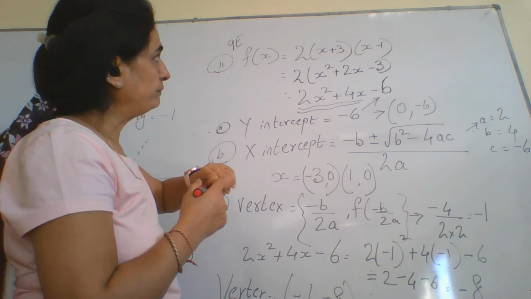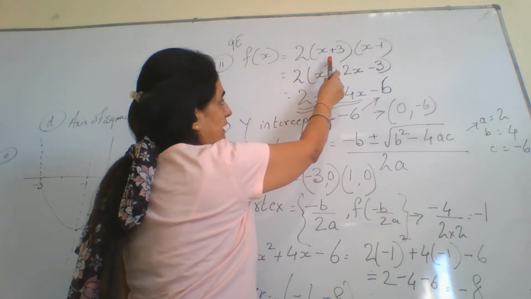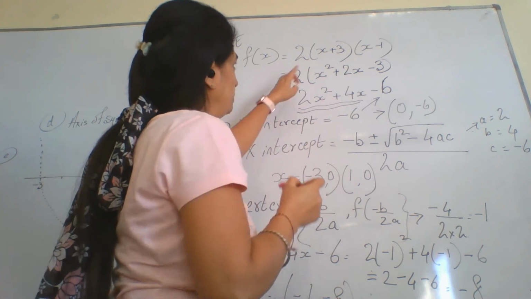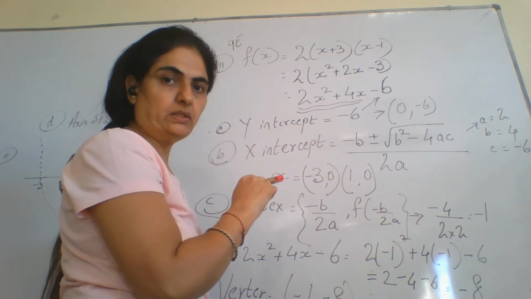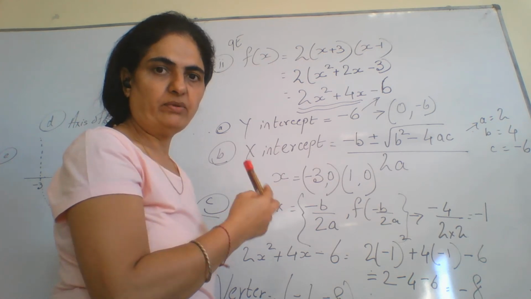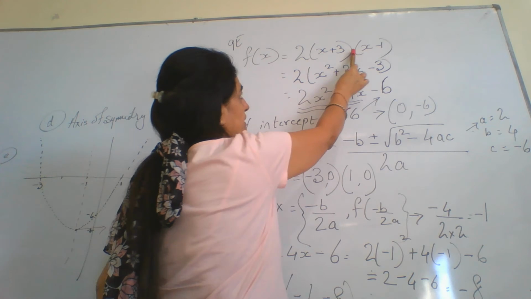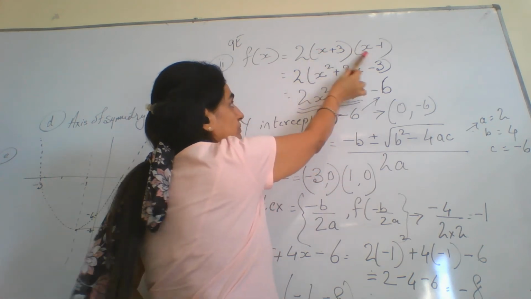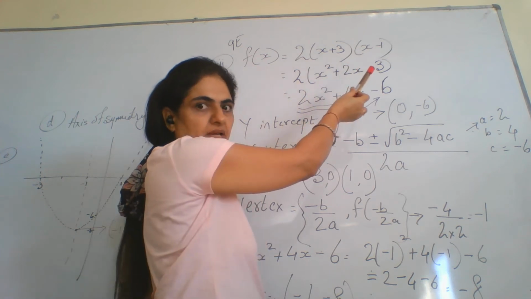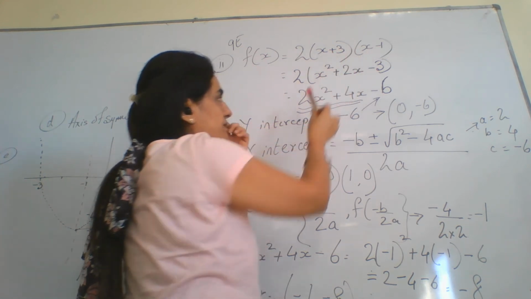The second sum, where it's given 2(x + 3)(x - 1), and the 2 is outside the bracket. First, to get your quadratic equation in the form ax² + bx + c, you open this bracket and multiply each term with the second bracket. So x into (x - 1) plus 3 into (x - 1).